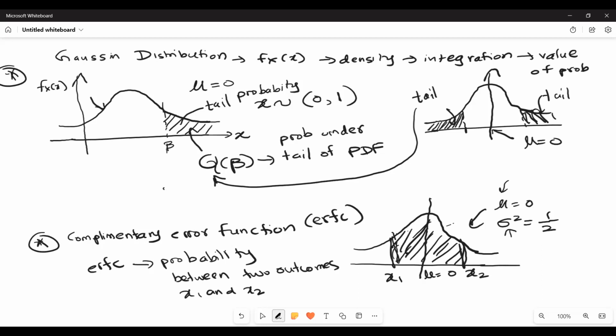I will explain the error function again in the next slide. I will draw this same figure that I drew secondly, so I will erase this slide.